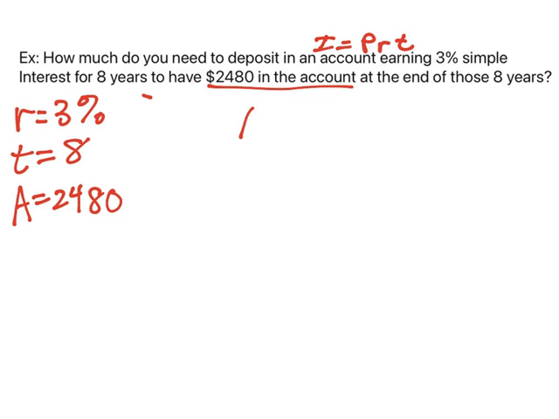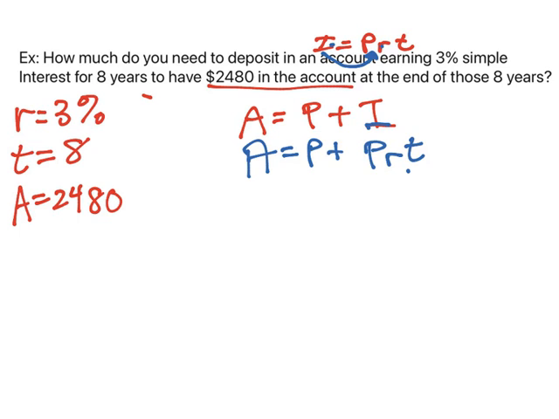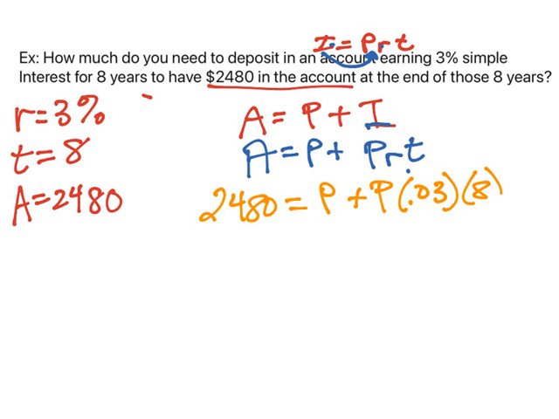So thinking through the formulas, we know that interest is principal times rate times time. So if the future value is principal plus the interest, well, instead of the interest, I can substitute in an equal piece. So instead of I, I'm going to put PRT because those are equal. So the amount equals principal plus principal times rate times time. Now, let's plug in what we know. $24.80 equals unknown principal plus unknown principal times my rate as a decimal times time.